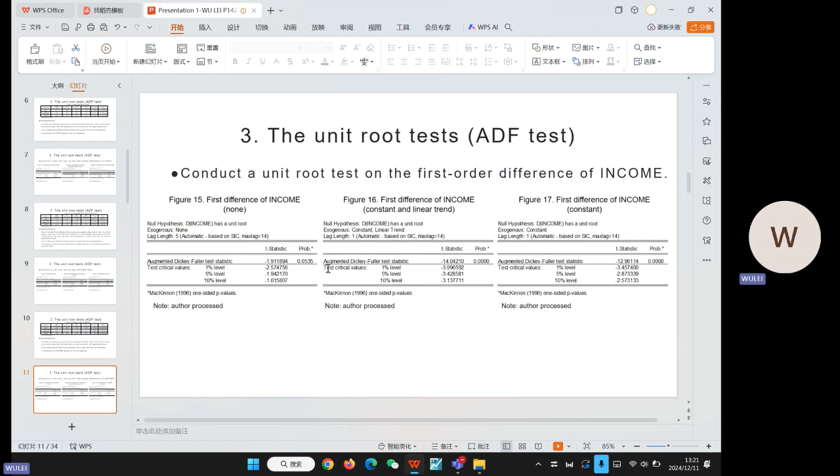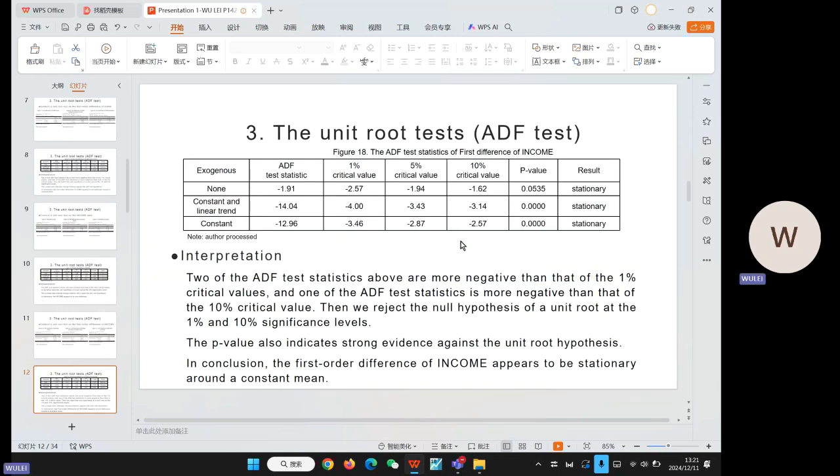So we need to do the unit root test on the first order difference of income. The pictures are also from EViews. The ADF test statistics of the first order difference are here. Two of the ADF test statistics above are more negative than the 1% critical values, and one of the ADF test statistics is more negative than the 10% critical value.